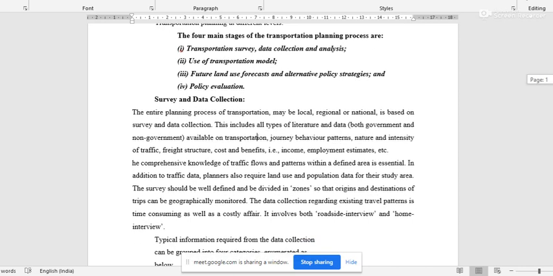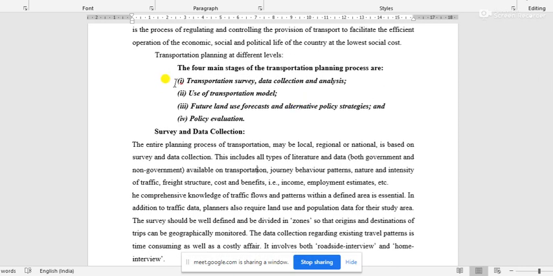Now all these four stages are very much important, but the first two stages, that is transportation survey, data collection, and the transportation modeling, these two stages or levels are most important in case of your study, because in these transportation survey and the process of data collection and different transportation modeling, there are different mathematical and empirical equations you have to study, and there are different numerical analysis you have to do for your exam purpose, as well as for your future purpose. Okay.